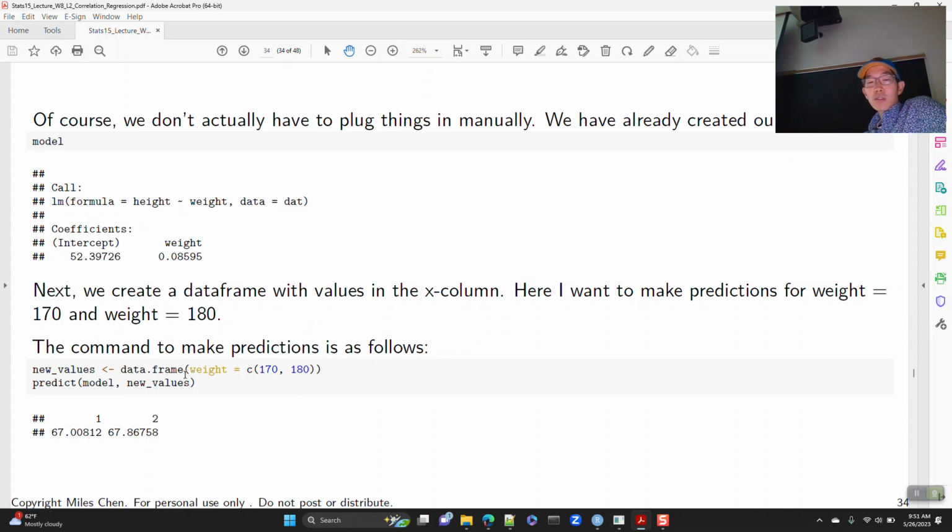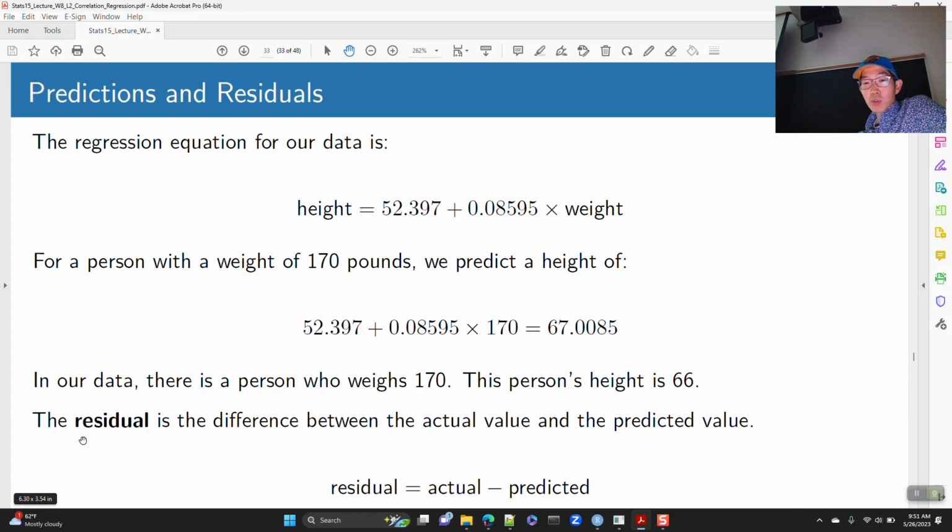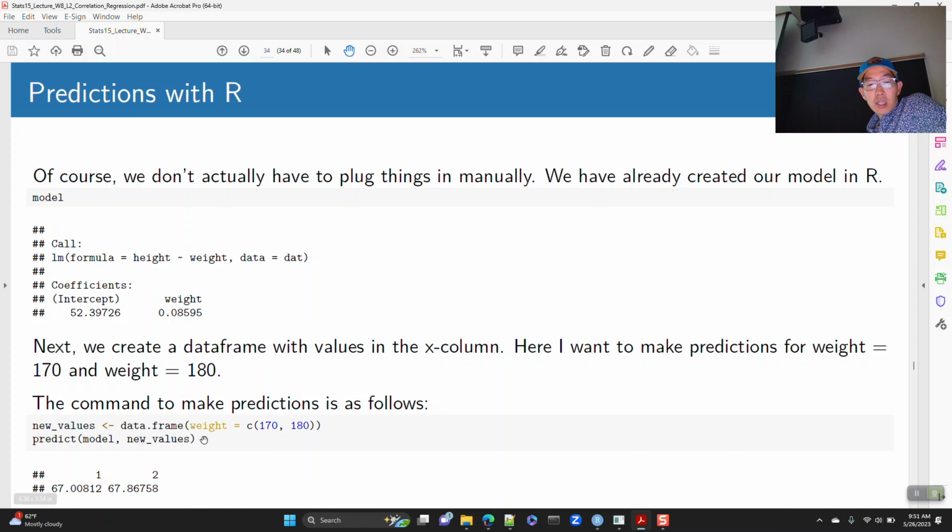I'm going to use data.frame to create a new data frame, and I create the column weight equal to 170 and 180. Then I use predict with my new values, and it says, okay, here's your prediction for 170: 67.00812, which aligns with what we got over here, 67.0085, so some rounding discrepancies there. And here's our prediction for somebody who weighs 180 pounds: 67.867.